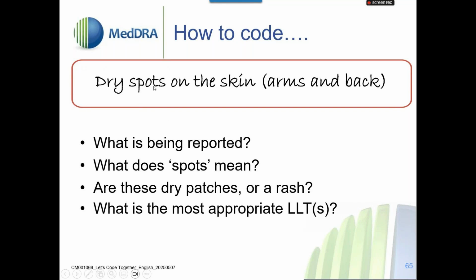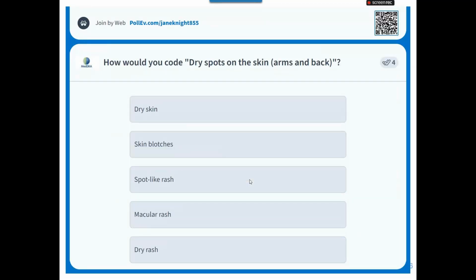Are these dry patches? When they say spots, do they mean patches? Or do they mean that it's spots like a rash, which is dry? So can we make that understanding here from what's been reported, arms and back? How would you code this one? So before I say any more, is it dry skin, skin blotches, spotlike rash, macular rash, or a dry rash?